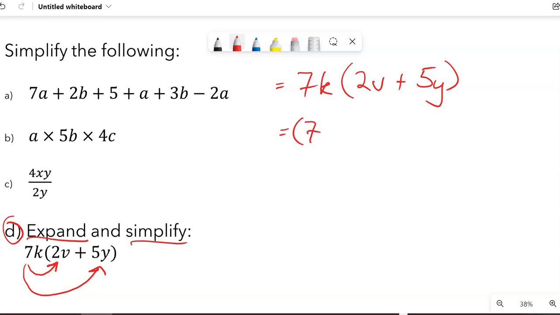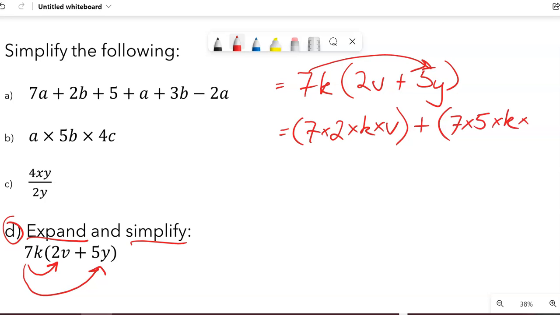Put the numbers first, because the coefficient comes first. 7 times 2 times k times v, because we have to multiply them all together. And then we're adding that to 7 times 5 times k, that's our k, times y. Good fun. So now what have we got? 7 times 2 is 14kv plus 7 times 5 is 35ky.